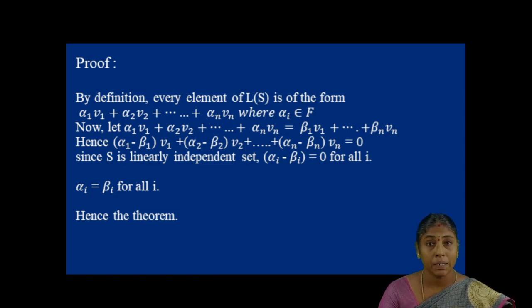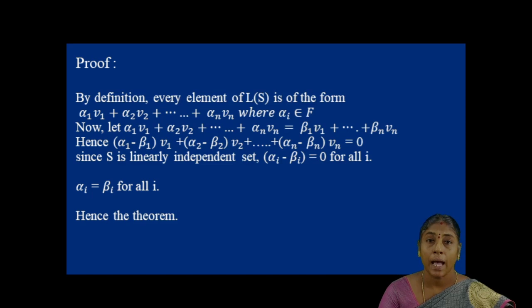Now, the given condition is that the set S is a linearly independent set of vectors. Linearly independent set of vectors means a linear combination equal to 0 implies the coefficient scalars are also equal to 0. So, using the basic definition of linear independence, we get alpha i minus beta i is equal to 0 for all values of i.